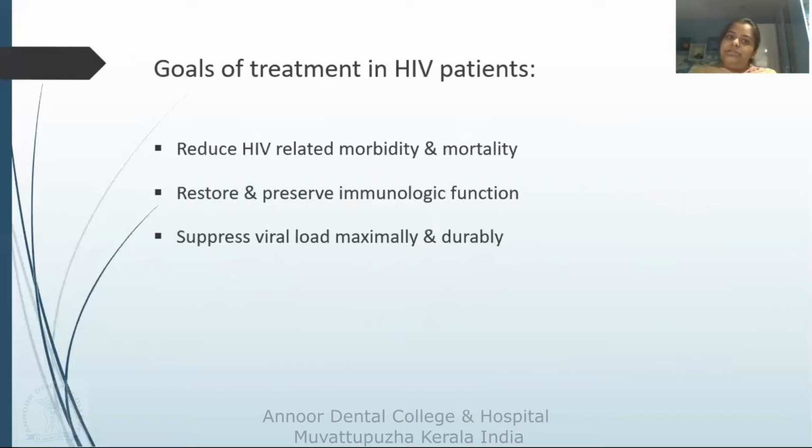Now, when we start treating these HIV patients, what are our goals? It is to reduce the HIV-related morbidity and mortality. Since we have already discussed that it is affecting the immune system, we need to restore and preserve the immunological function. We also need to suppress the viral load, which is your HIV virus, maximally and durably. So these are the three goals of treatment: reduce the HIV-related morbidity and mortality, suppress the viral load, and restore or preserve the immunologic function.